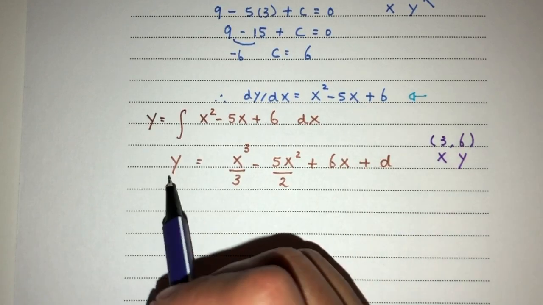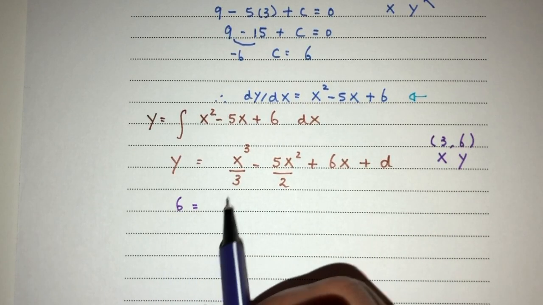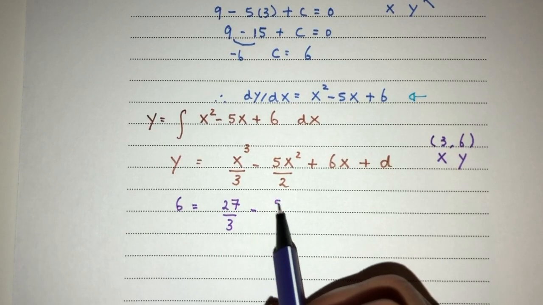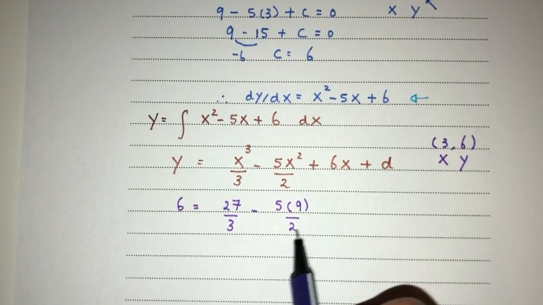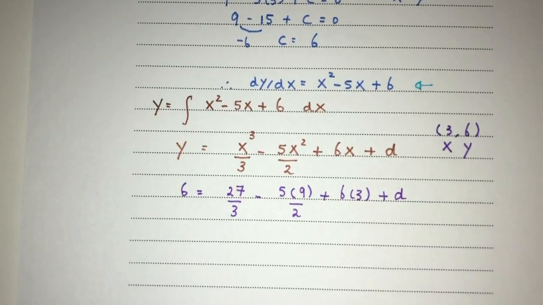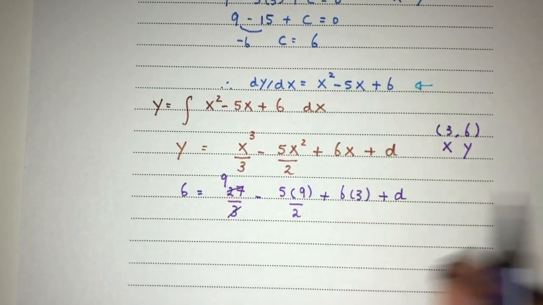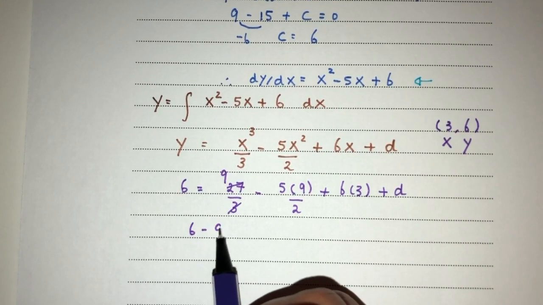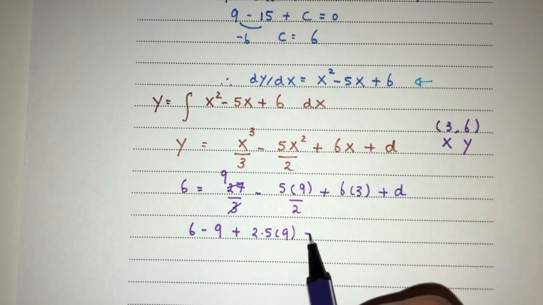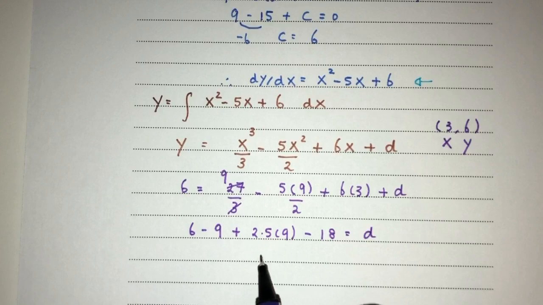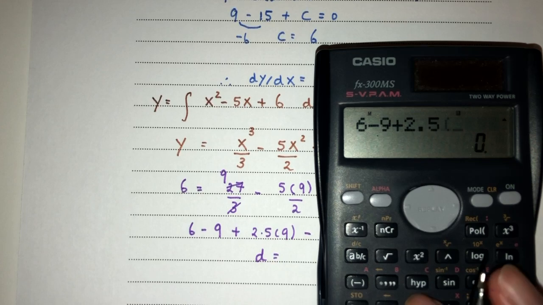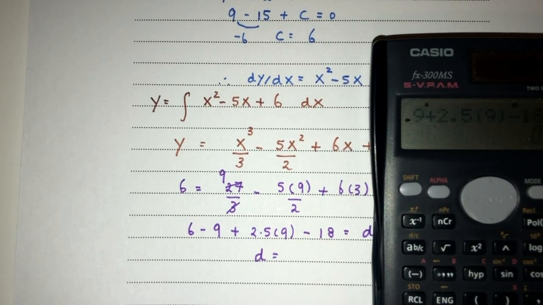So this will be 6. That will be 27 over 3 minus 5 times 9 over 2 plus 6 times 3 plus d. So let's see. That will be 9. So 6 minus 9 plus, that will be 2.5 times 9 minus 18 has to be the value of d. So let's see whether we get d. 6 minus 9 plus 2.5 times 9 minus 18. That will be 1.5.